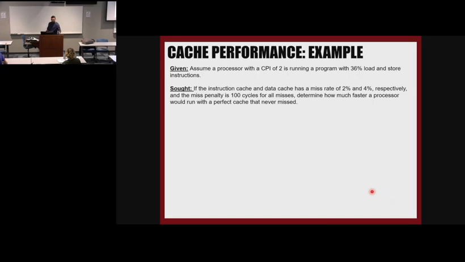So we have a processor that has a CPI of 2 and is running a program that has 36% load and store instructions. Okay. But 36% of your instructions is memory access instructions. So if the instruction cache and data cache has a miss rate of 2% and 4%, and the miss penalty is 100 cycles for all misses, no matter if it's a data cache miss or instruction cache miss. We have 100 cycles for miss penalty.